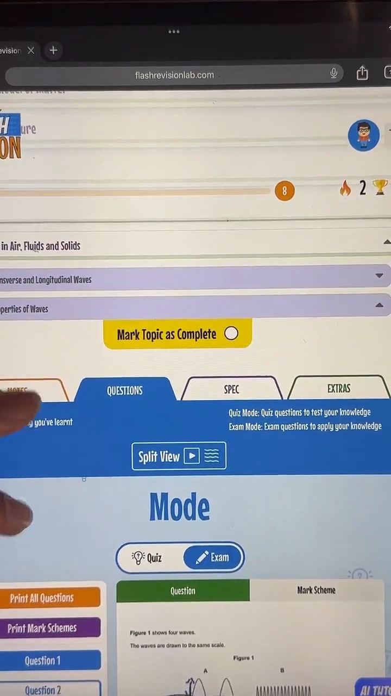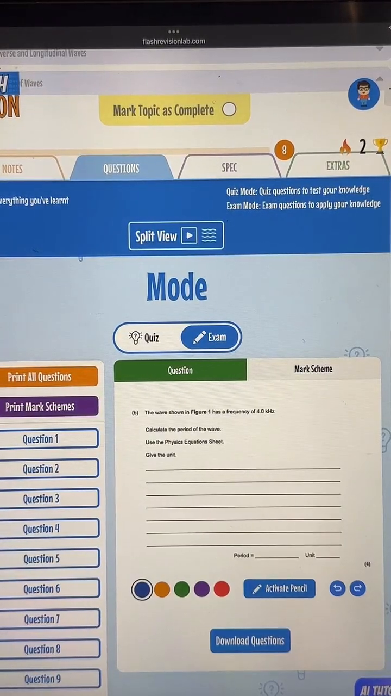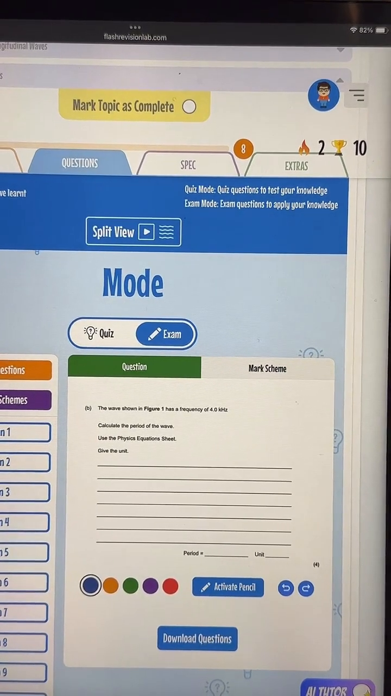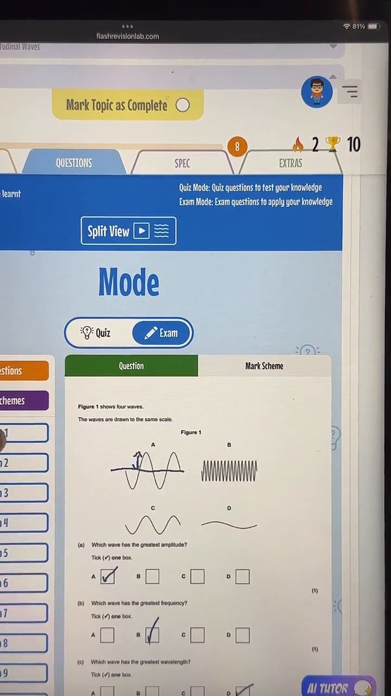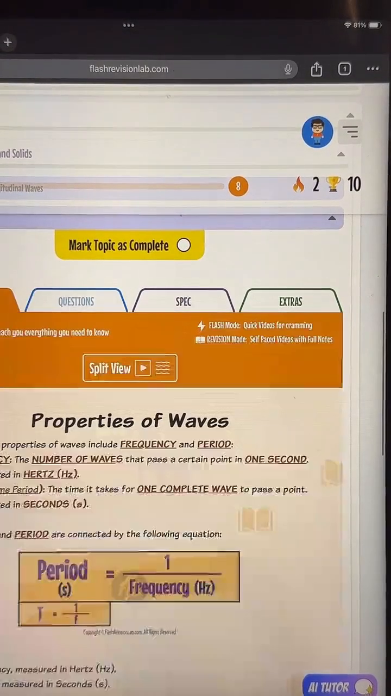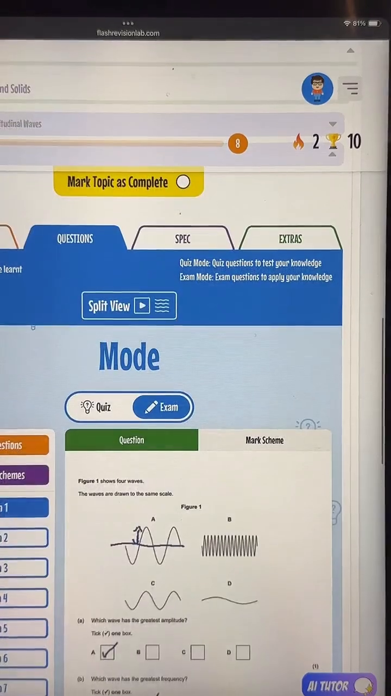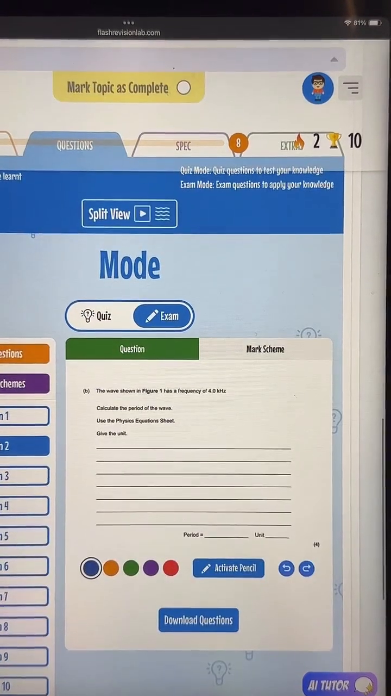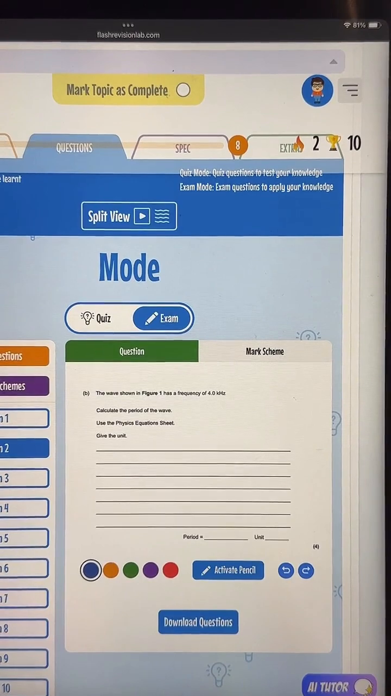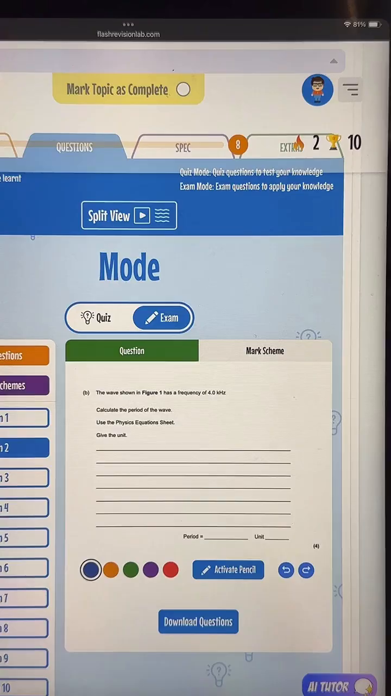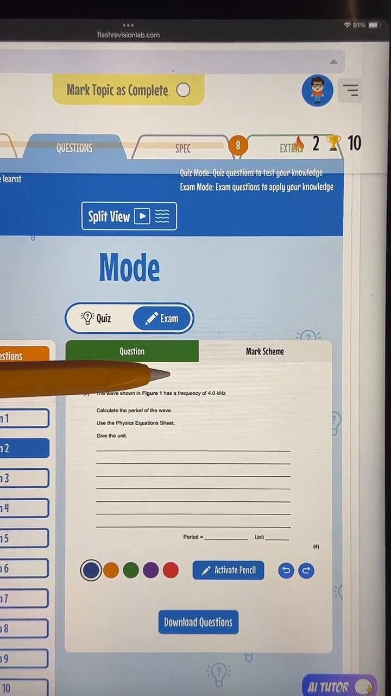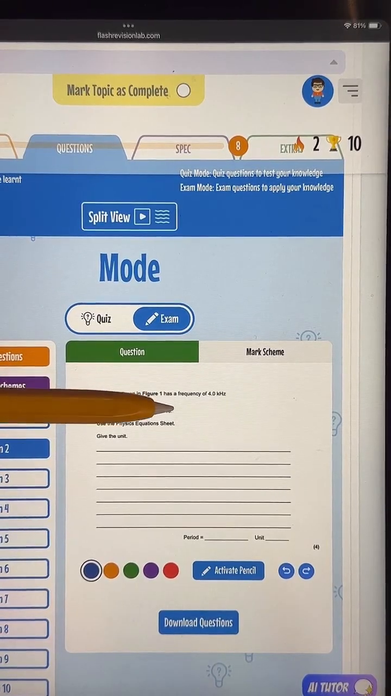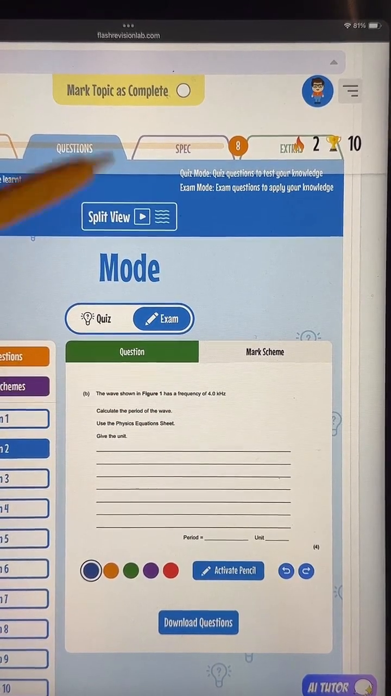Now we'll take a look at one more question on this before moving on to electromagnetic waves, so we've covered all 3 topics. The wave shown in figure 1 has a frequency of 4 kilohertz. This is actually a continuation from the previous question, apologies. Now it tells us to calculate the period of this wave. If we've got a frequency of 4 kilohertz, what would the period be?